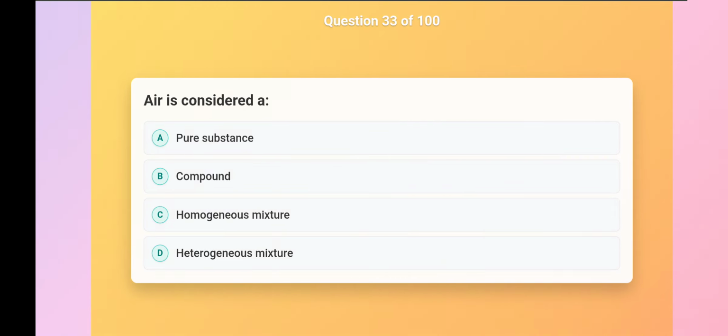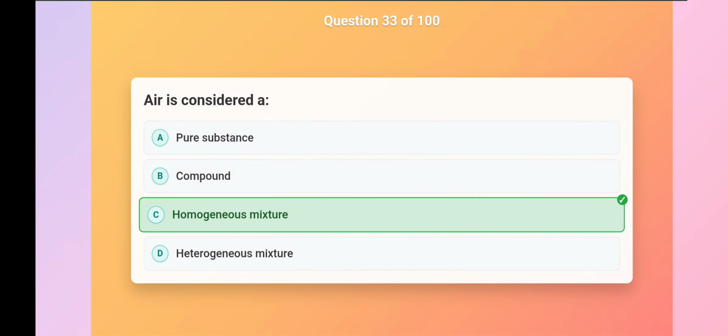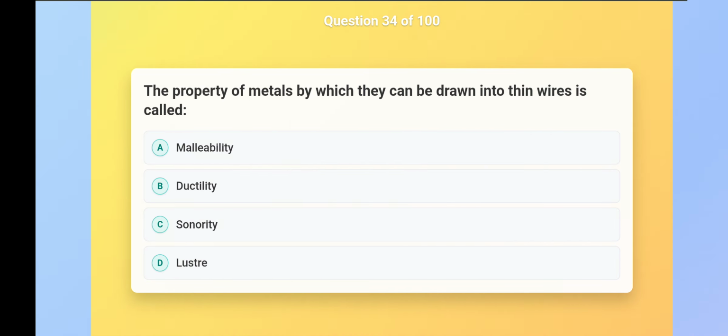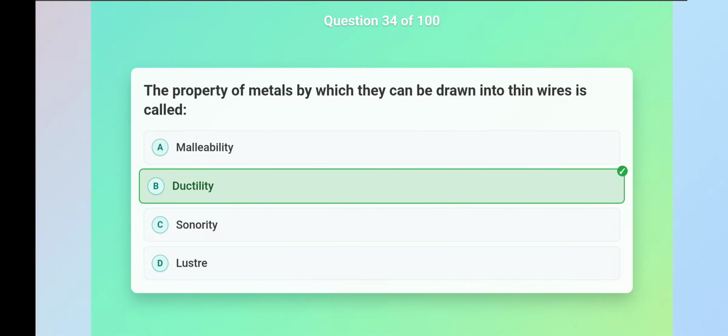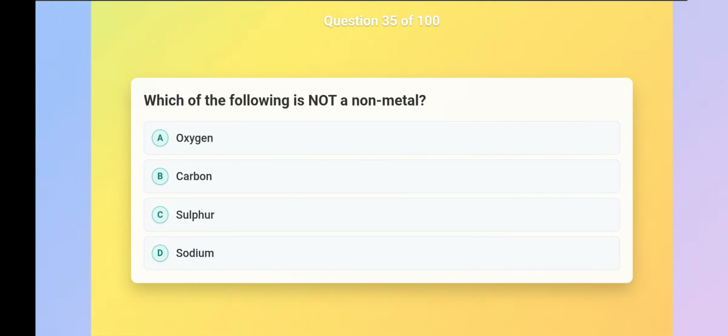Air is considered a homogeneous mixture. The property of metals by which they can be drawn into thin wires is called ductility. Which of the following is not a non-metal? Sodium.